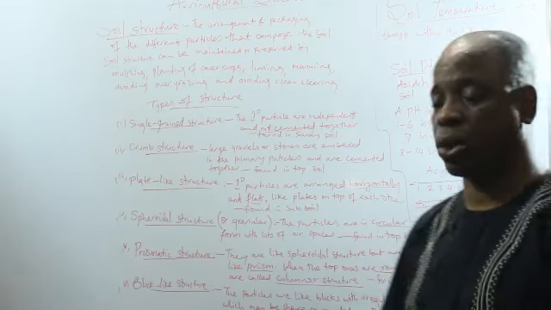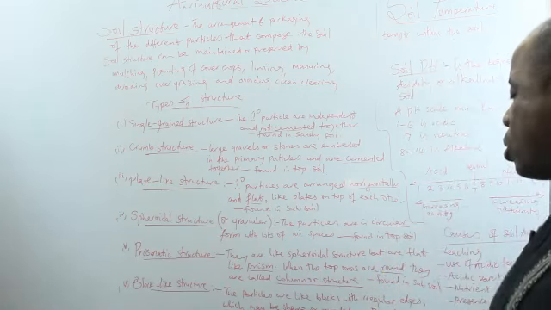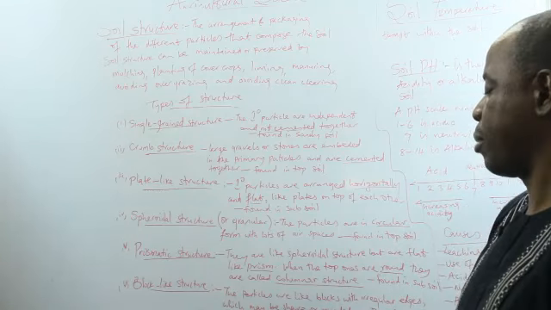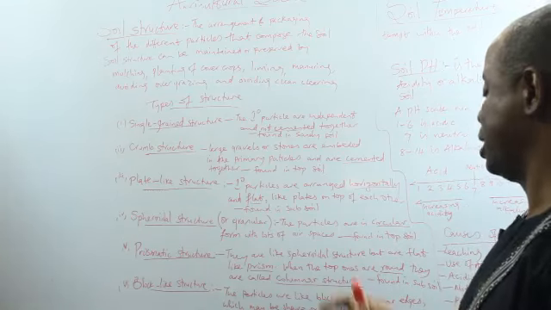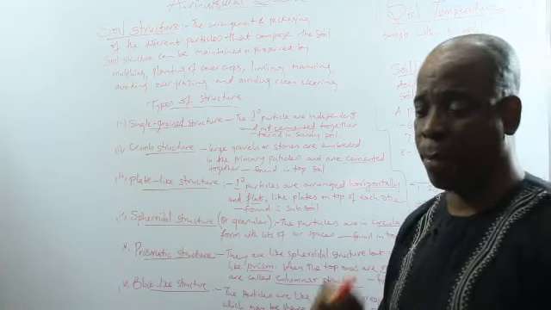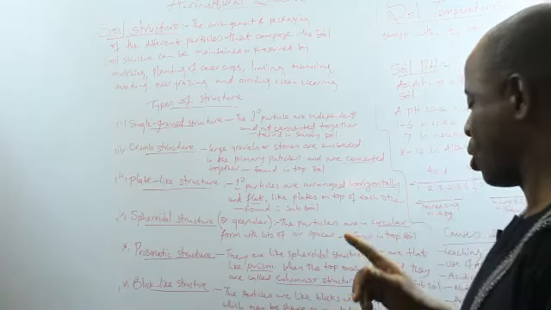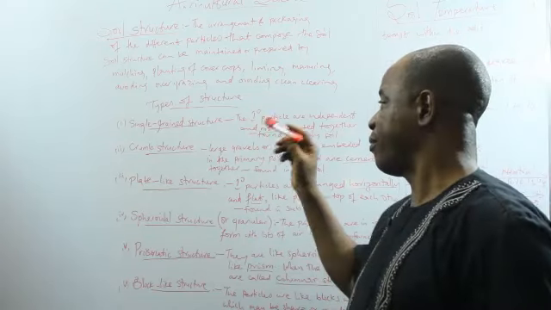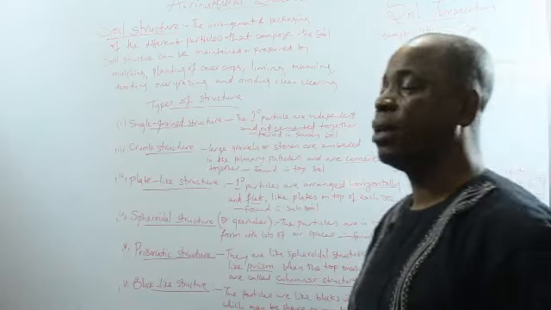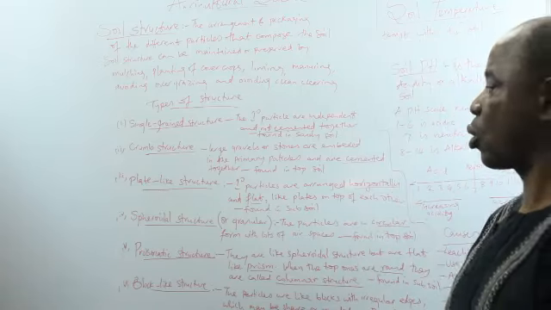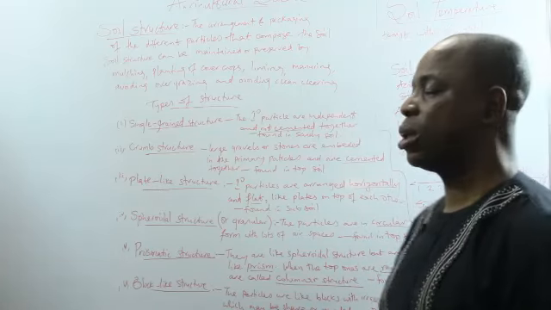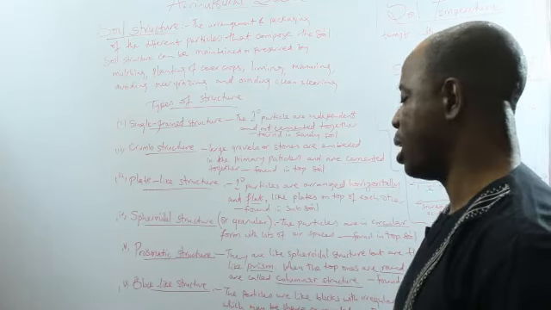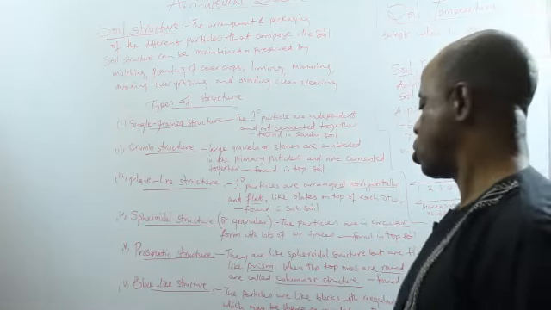Then we have block-like structure. They are like blocks. Blocks are like a rectangle, or anyhow. So they are like blocks, and they have irregular edges, which could be sharp or could be curved or rounded. Example is the subsoil. So these are the 6 types of structure we have: the single grain structure, the crumb structure, the platelike structure, the spheroidal structure, the prismatic structure, which includes the columnar, and the block-like structure.